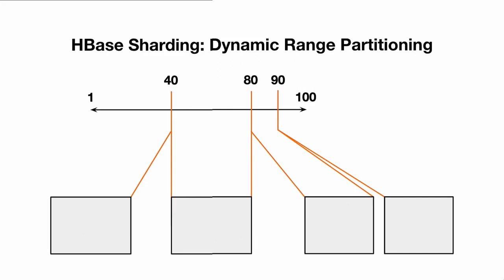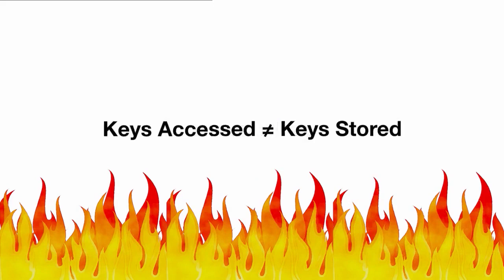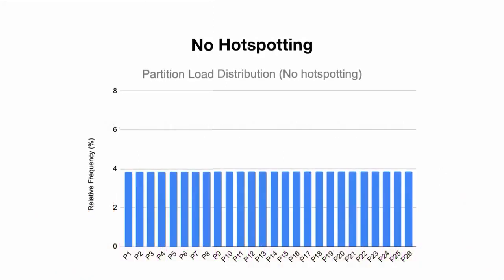But it has one really, really big problem that prevents it from scaling horizontally, which is hotspotting. So hotspotting is basically just when the distribution of keys you're accessing isn't the same as the distribution of keys in your dataset.